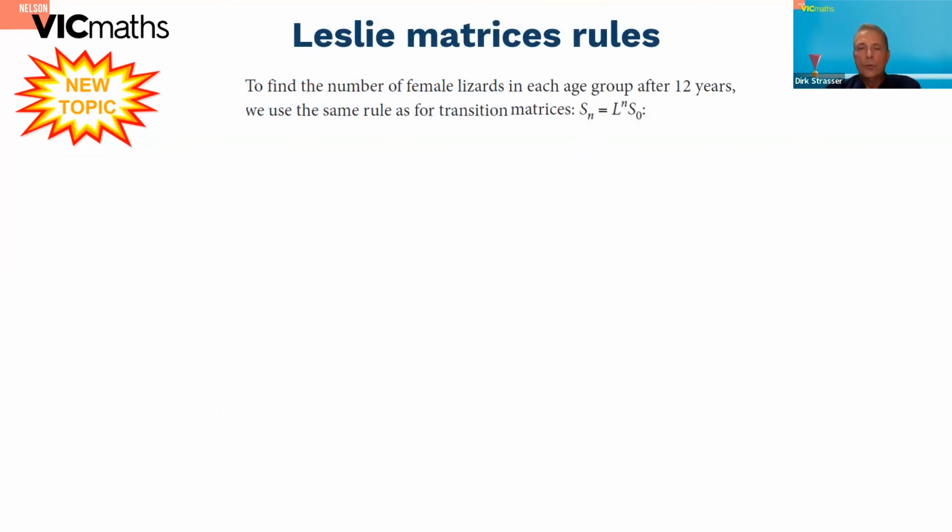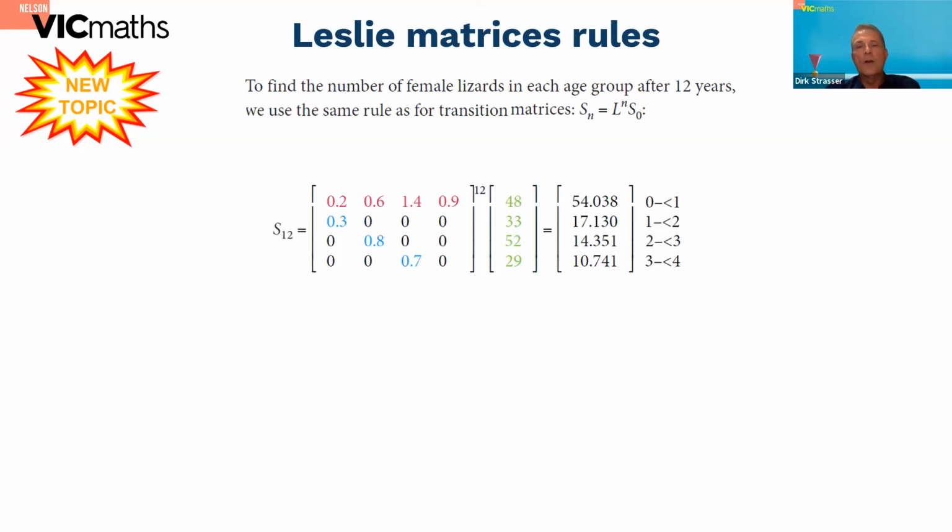Again, you can use the rule the similar way we do with transition matrices. So you can find the number of female lizards, remember this is the female lizards you're finding, not the total population. It's always the female ones. After 12 years, so you raise the Leslie matrix to the power 12, multiply, and so on, you get, after 12 years, there's 17 one-year-old lizards there.